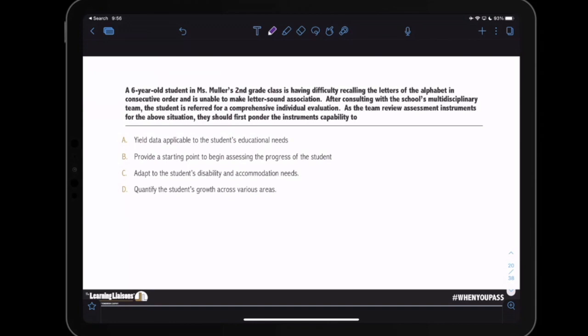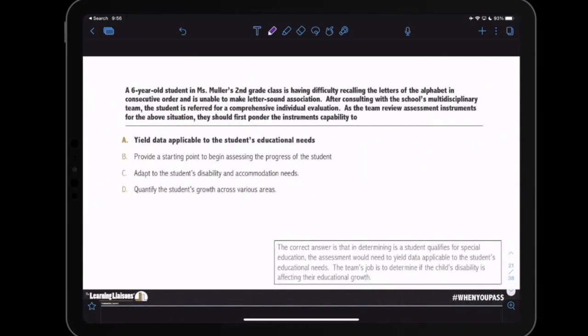So when we're talking about the instruments, we're talking about their tools. So let's break it down. A, yield data applicable to the student's educational needs. B, provide a starting point to begin assessing the progress of the student. C, adapt to the student's disability and accommodation needs. Or D, quantify the student's growth across various areas.